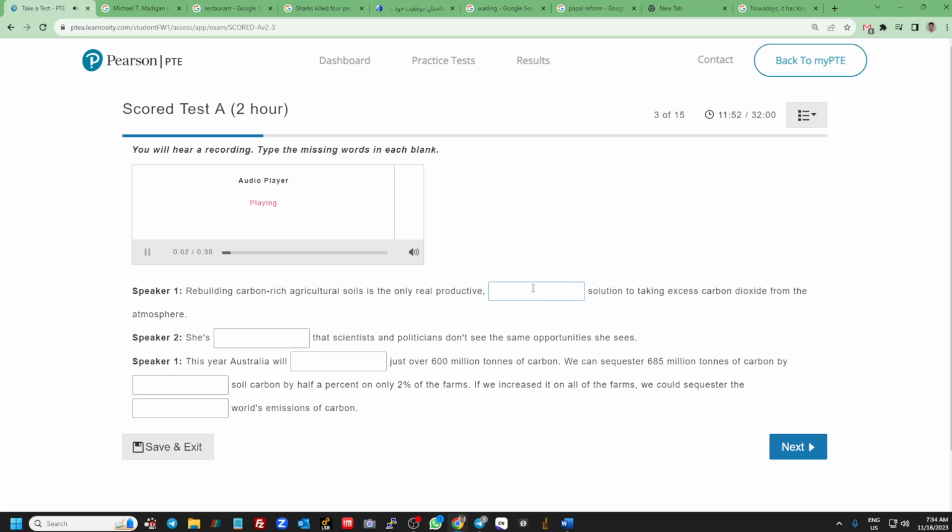Rebuilding carbon-rich agricultural soils is the only real, productive, permanent solution to taking excess carbon dioxide from the atmosphere. She's frustrated that scientists and politicians don't see the same opportunities she sees. This year Australia will emit just over 600 million tonnes of carbon. We can sequester 685 million tonnes of carbon by increasing soil carbon by 0.5% on only 2% of the farms. If we increased it on all of the farms, we could sequester the whole world's emissions of carbon.